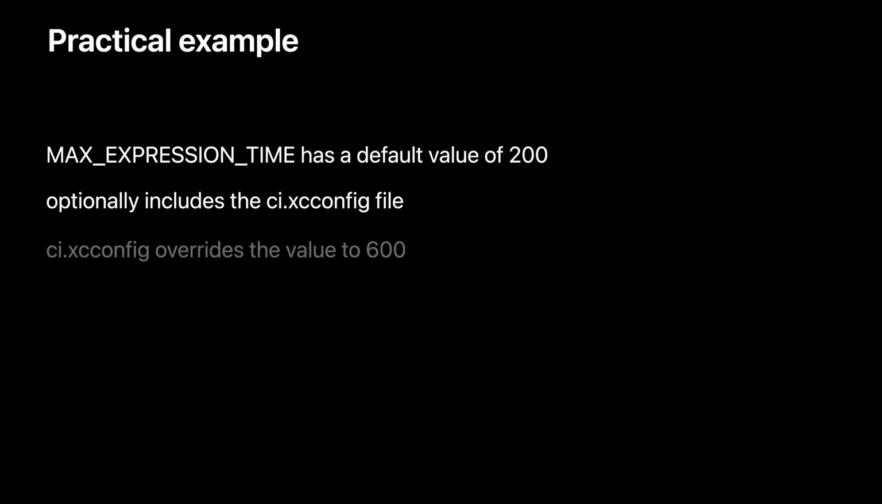To recap the solution, the default operator was used to define a default value for max expression time. The CI config file was optionally included because it will only exist on the CI system, and an override of the default value for max expression time was used in the CI config file. This wraps up our practical example. Now let's go back to Jake to review everything that we have covered.